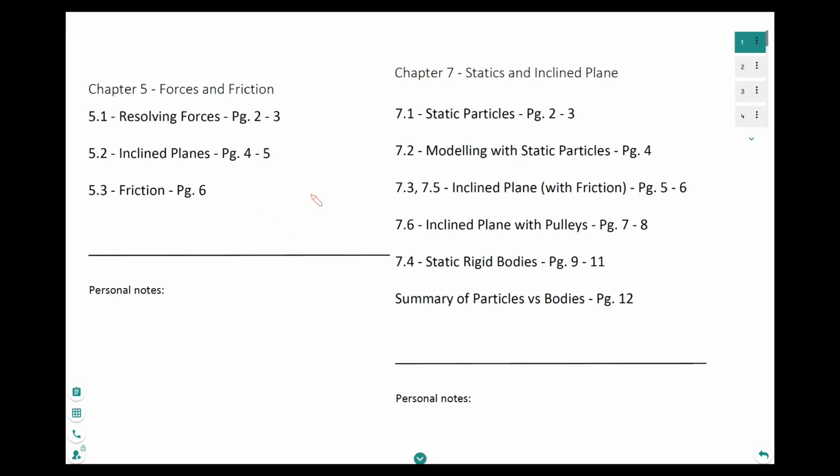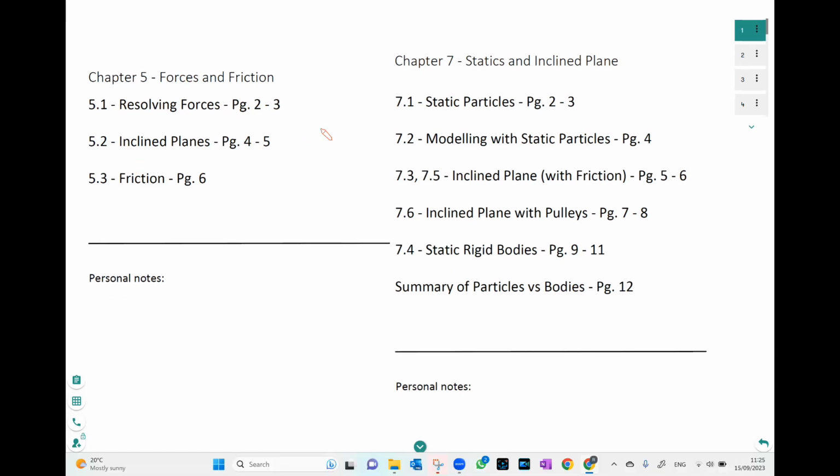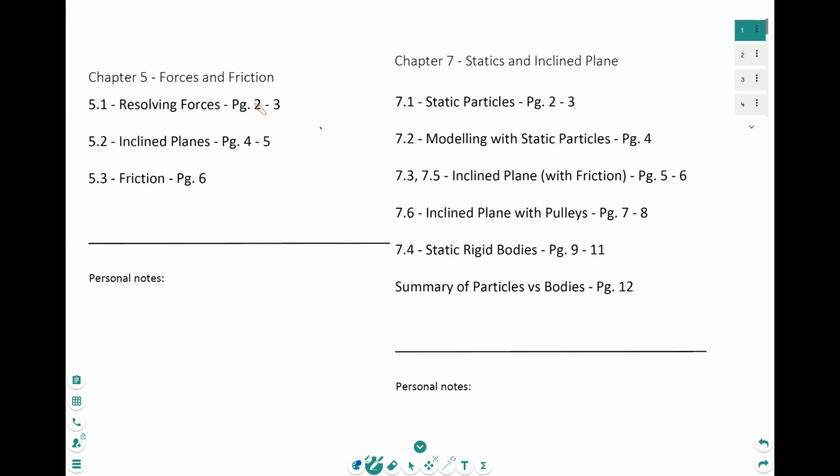Anyway, I'm going to combine two chapters together, chapter 5 and chapter 7, because I feel like chapter 7 is just a continuation of chapter 5. So I think it makes sense to put them together, and then we'll come back to chapter 6 afterwards. In your tracker sheet, you'll realize there are only 4 chapters instead of 5 in the textbook, mainly because I combined chapter 5 and 7 into just one topic, which is called force and friction.